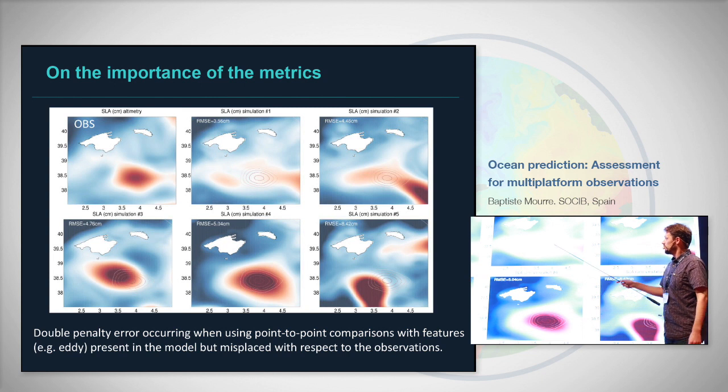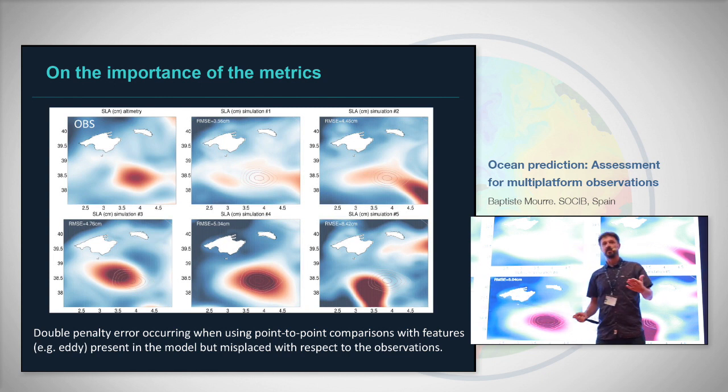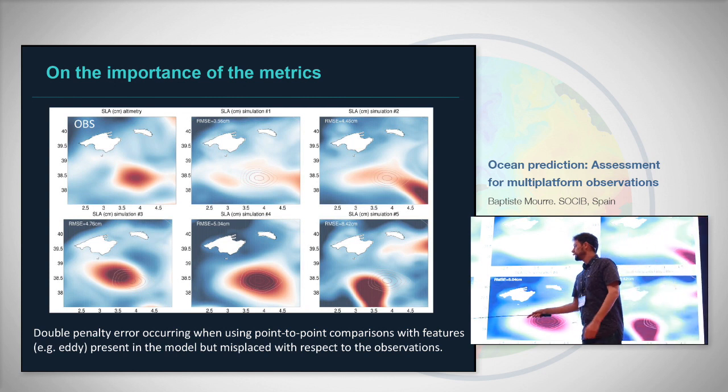And you see that the lowest appears when you have the flattest field here, but it's not necessarily the best field you may have. This one has an eddy that is quite close to the observed one, but it's not in the right place. So you have what you call the double penalty error. This score penalizes this because you don't have the eddy in the right place.